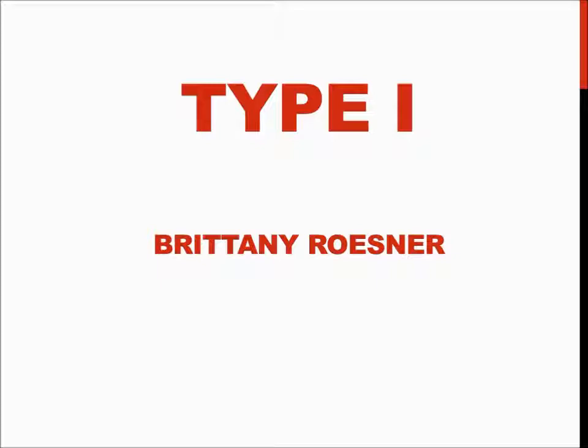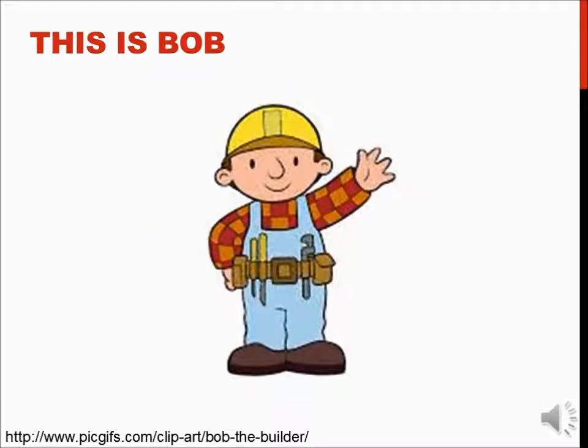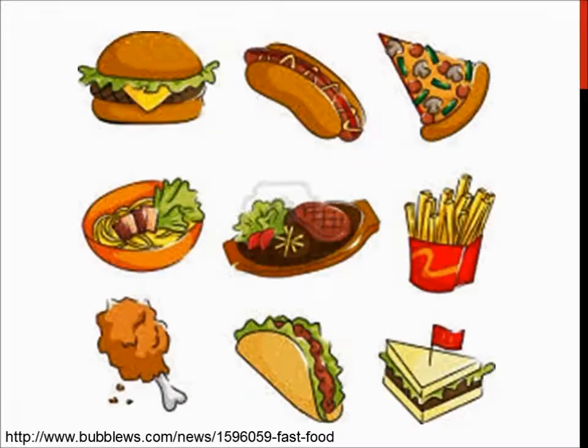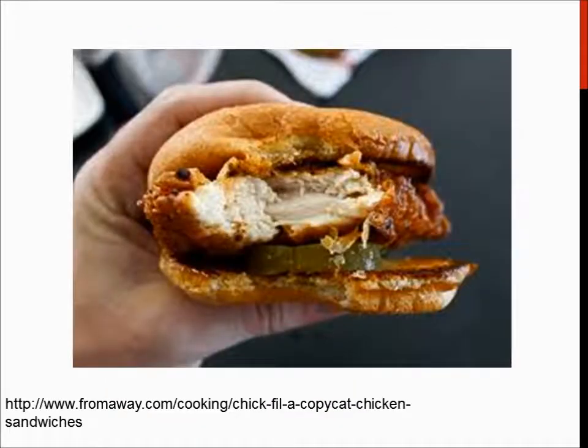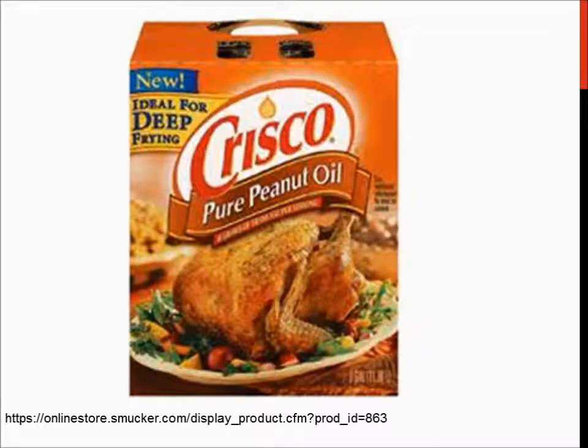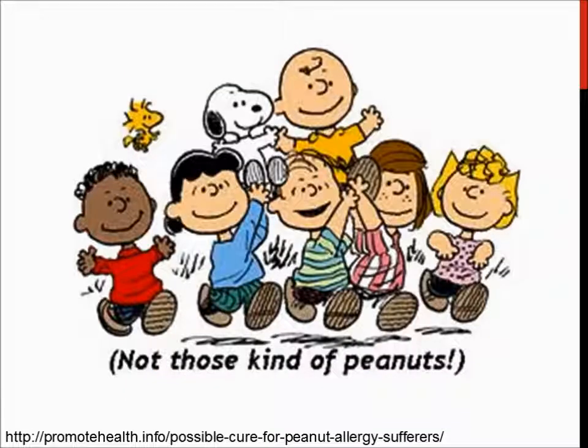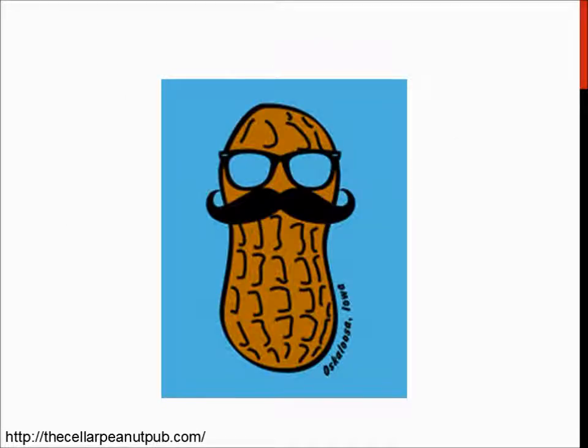Type 1. This is Bob. Bob loves food. One day, Bob went to a restaurant and ordered a fried chicken sandwich. Two bites into eating, he began to get hot and noticed that it was hard to breathe. He did not know that his food was fried in peanut oil. However, Bob has an allergy to peanuts. No, not this kind of peanut, but this kind of peanut.